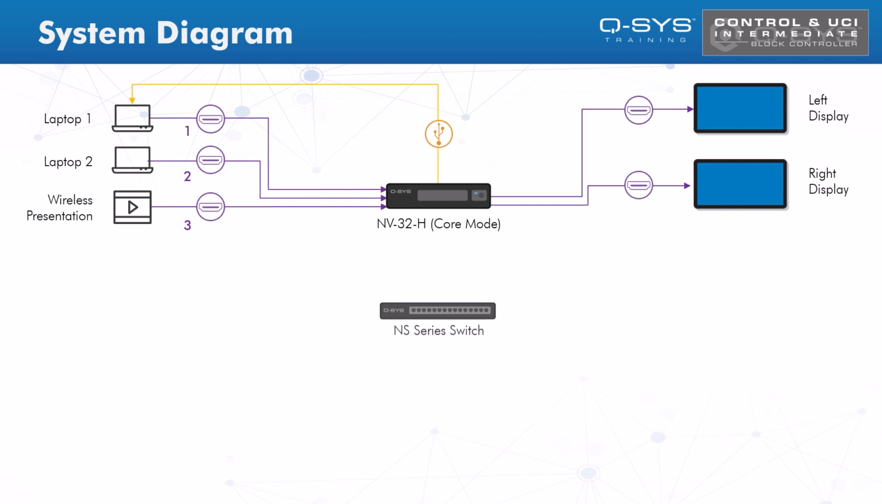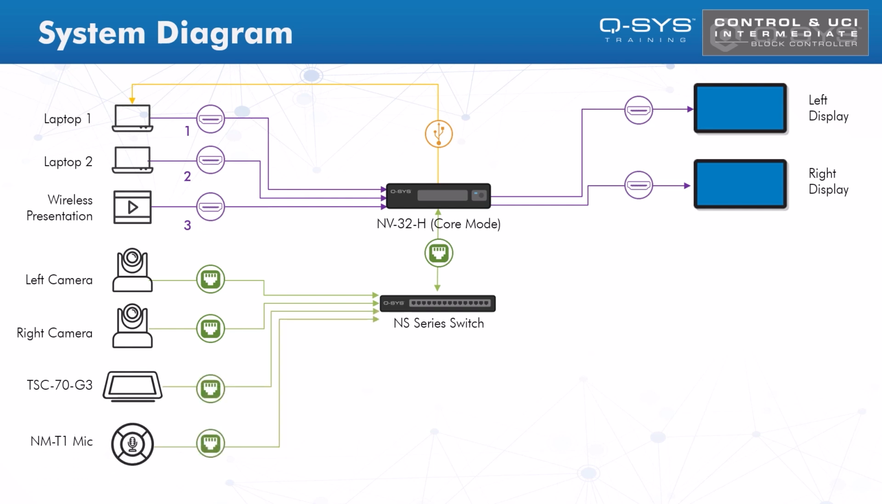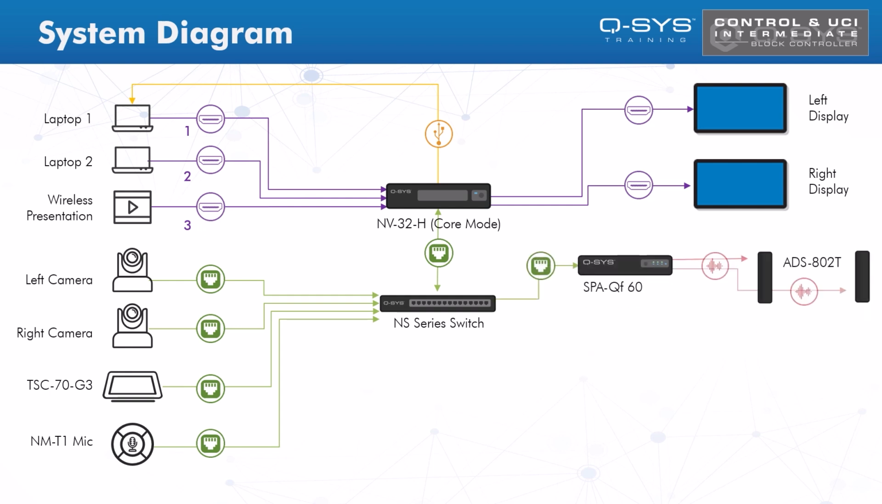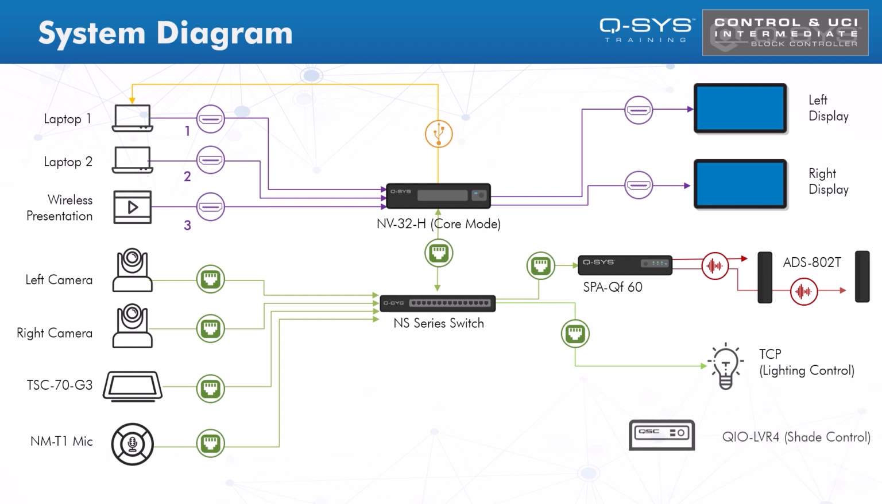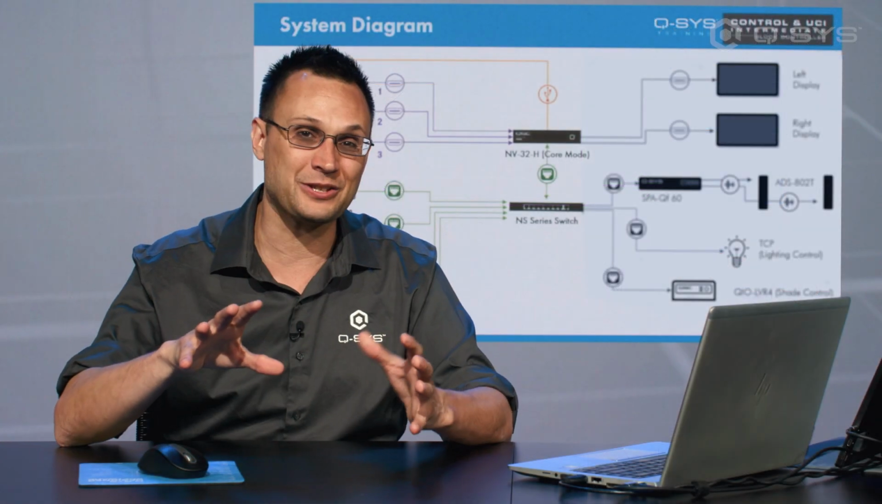On the network, we've got a couple of other devices, our left and right PTZ cameras. We've got our touch panel. We've got our NMT1 microphone to bring in the voice of the participants in the room. We've got an SPA-QF networked amplifier going to our 2 loudspeakers on the wall. We are controlling the lighting system in the room via TCP, so that's also on the network. And we've got a QIO device, the LVR4, that's going to be providing the relays we need for shade control, for the device in the room that needs some relay action in order to get those inputs and outputs. So this system is what we're designing.